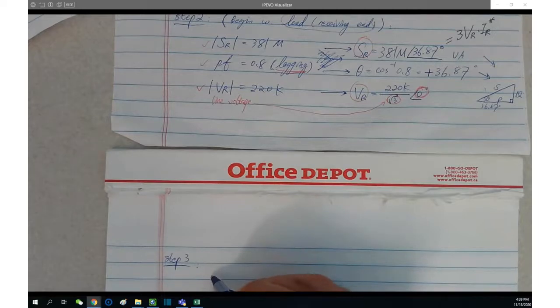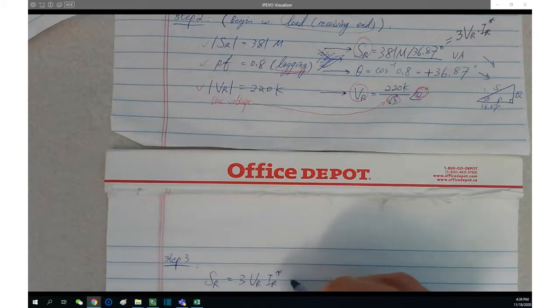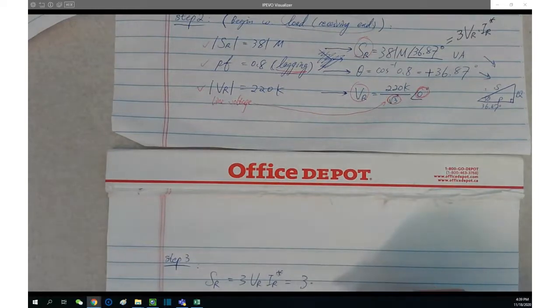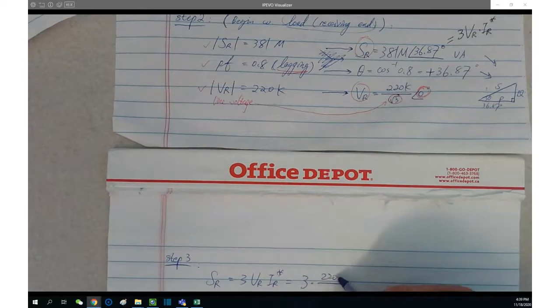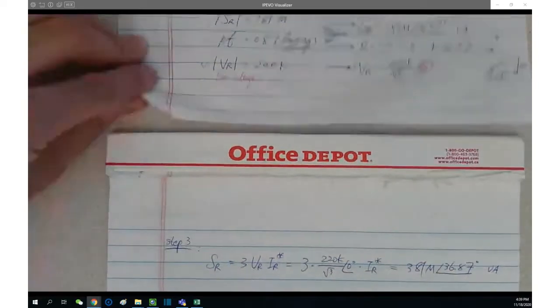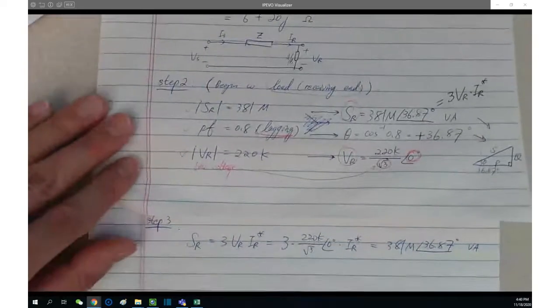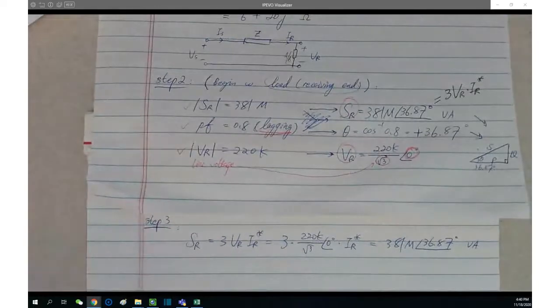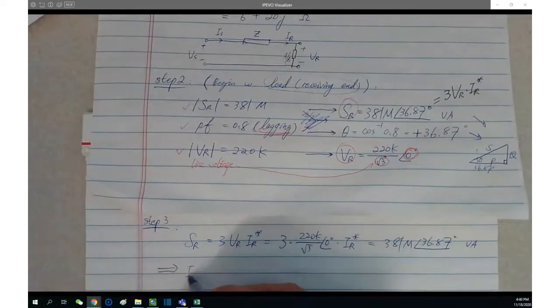So basically, SR equals 3 VR IR conjugate, that just equals 3 times the VR. VR, we just have figured out, 220K divided by square root 3, angle of 0, times IR conjugate, and it's just equal to what? We have also figured out the apparent power in phasor too. Right? So this is what we got. This will be to find IR.